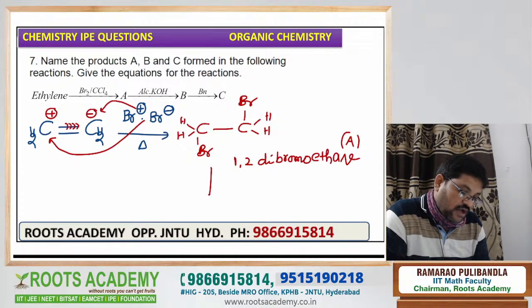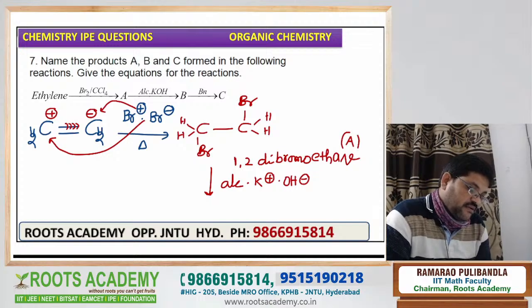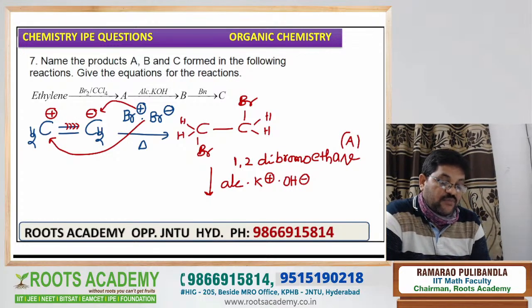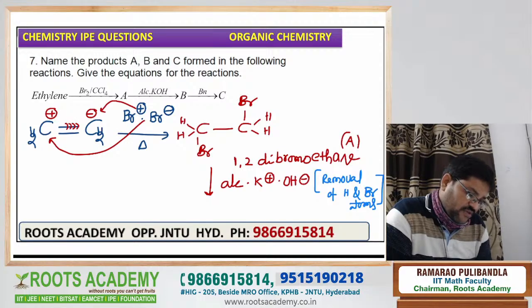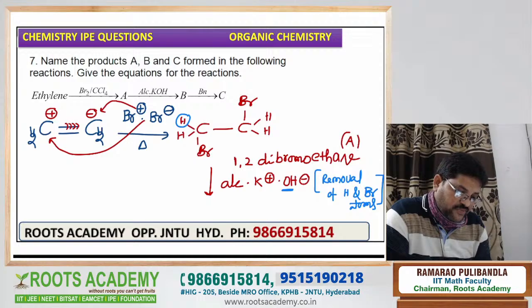To that, adding what? Alcoholic KOH. What is alcoholic KOH? That means KOH dissolved in alcohol. What is the purpose of alcoholic KOH? It helps in the removal of an H atom and a bromine atom. Simple logic, no confusion. One of the hydrogens leaves as H+, removed by the strongly basic OH-. Now the Br leaves in the form of Br-. Loss of KBr plus H2O.